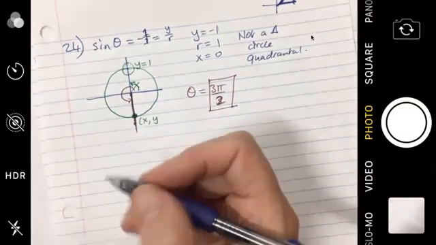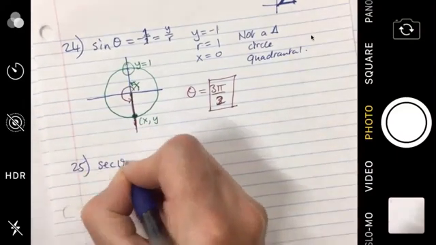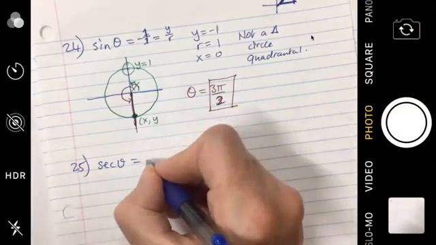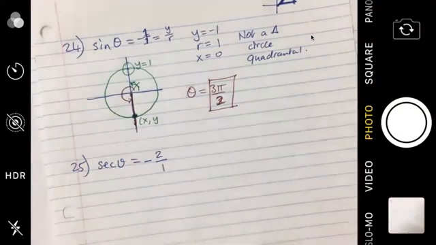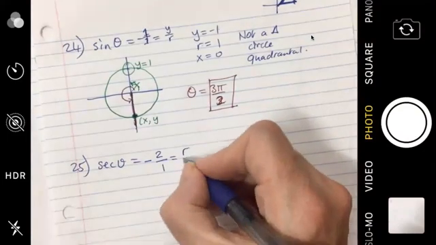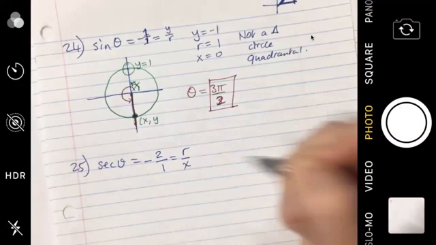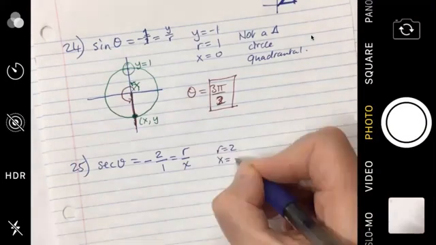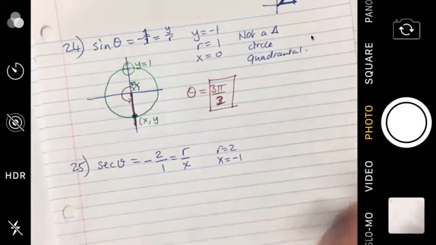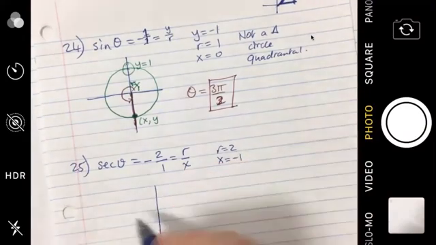Okay, so 25, 2 more to go. 25, the secant of theta equals -2. Okay, I know that's -2 divided by 1. It's a ratio. And secant theta, that's an r divided by an x. I'm getting too tired, I'm going to make mistakes. So one of those is negative and it's not the radius. The radius must be +2 and the x must be -1. Radius is never negative.